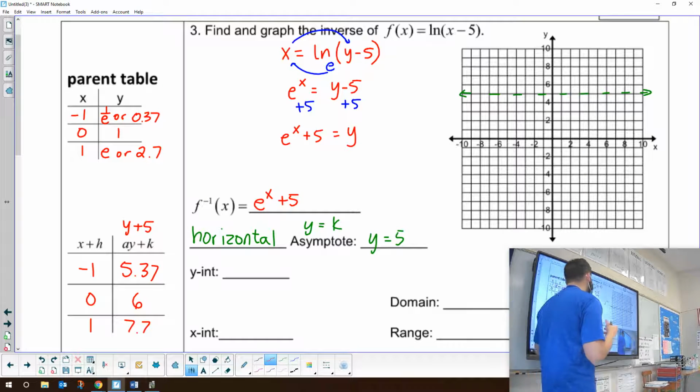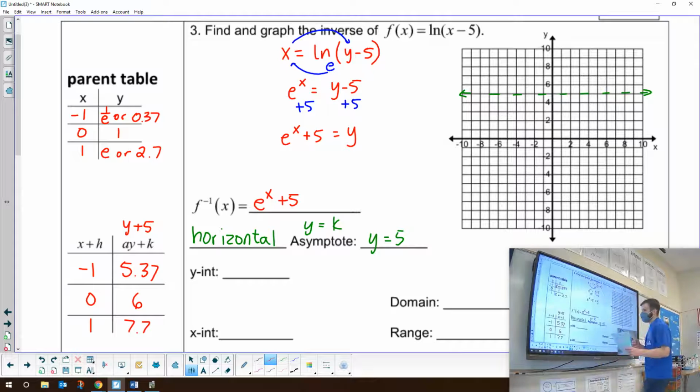And we can see these points on my graph. We're going to have a point at -1, up here to 5.37. So right about there. We're going to have a point at 0, 6. And a point at 1, 7.7, so right about there. Okay? And so now we can draw our graph on here.